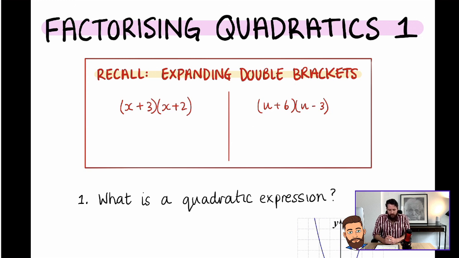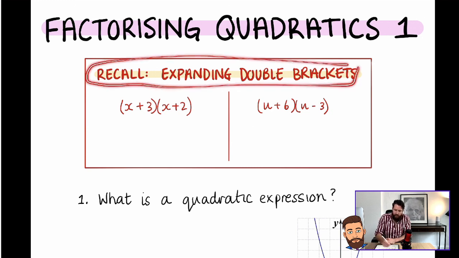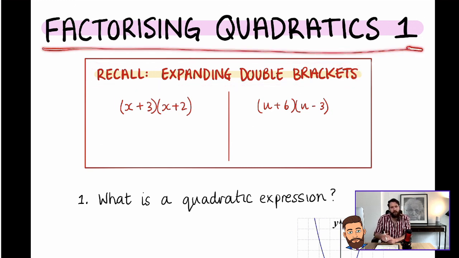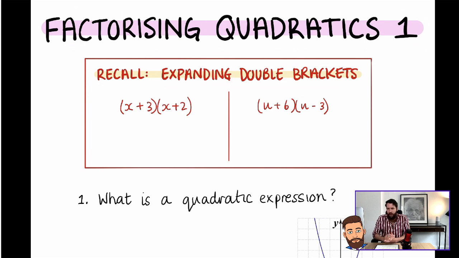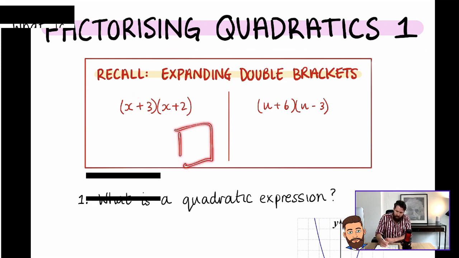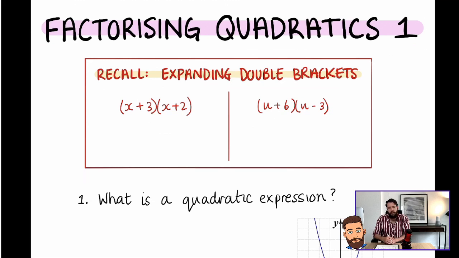The first thing that I've just said here is recall expanding a double bracket. To be able to factorize quadratics, you should definitely be able to first multiply out two brackets. There are many different ways you can do this. There is the FOIL method where you draw your lines on. There is a grid method where you put it in a grid and you expand it out. I highly recommend using the FOIL method just because it's quicker and less room for error, I would say. But if you use the grid method, that's absolutely fine.